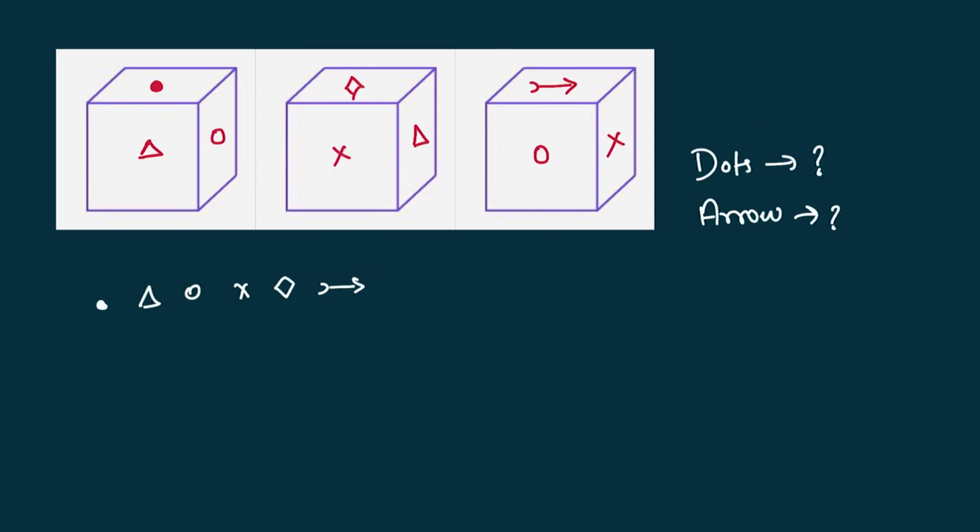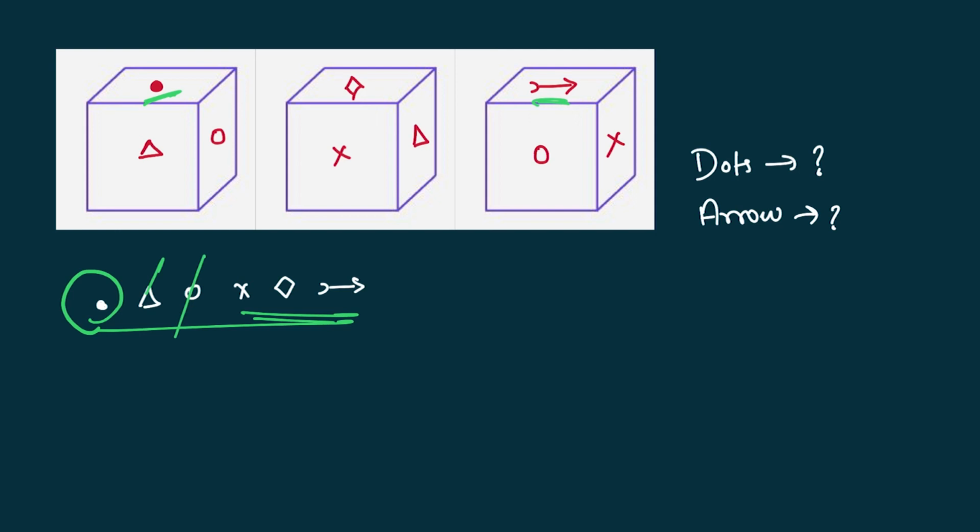This is your question. You have to find the opposite side of the dot and the opposite side of the arrow. Just have a look here. These are the symbols present in all the 3 dice. We have to find the opposite side of the dot. It is clear that a triangle and a circle are not opposite to the dot, and we are left with the other 3 figures. From this we have to conclude which will be opposite to the dot.